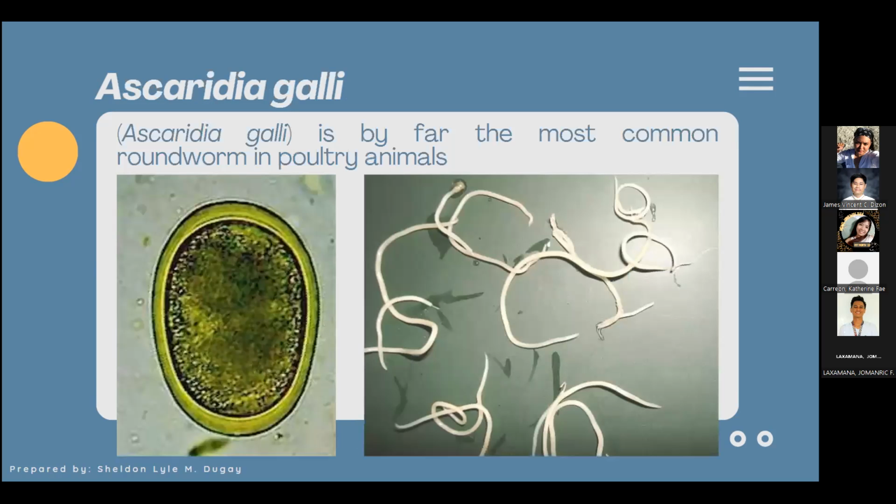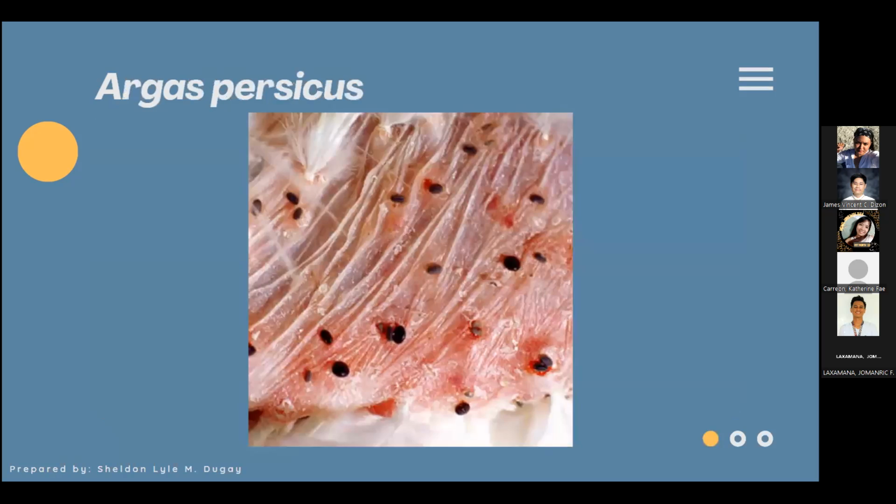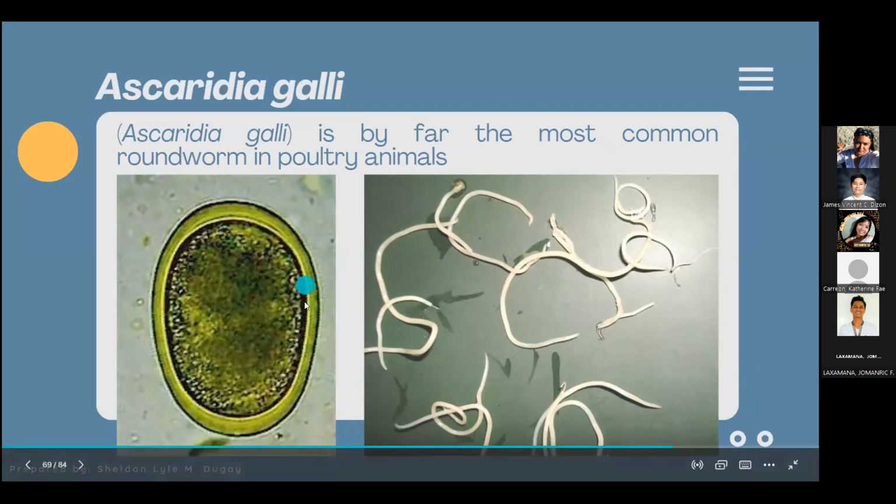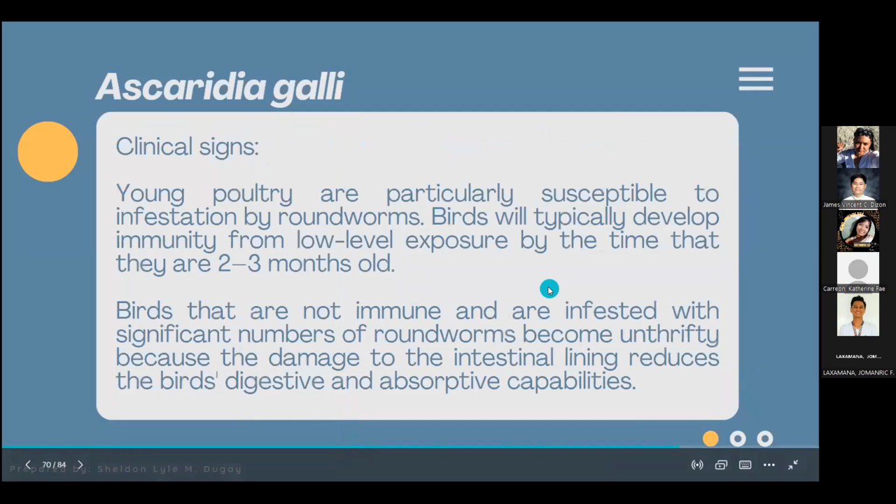Then next is Ascaridia galli or galay, I don't know. Ito yung pinaka-common na roundworm sa poultry animals. So kung hindi regular yung pagde-deworm, most likely magkakaroon ng ganitong infection. Ito yung egg niya. Tapos ganito yung itsura nila kapag adult.